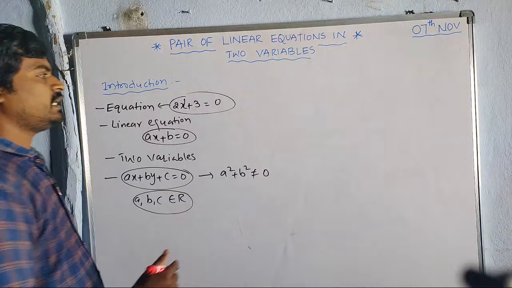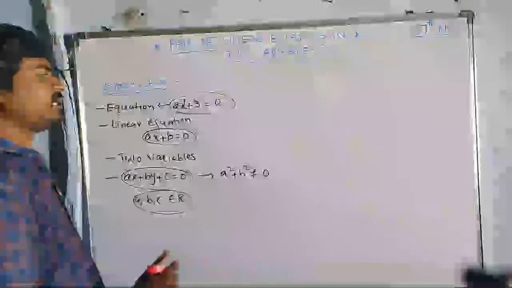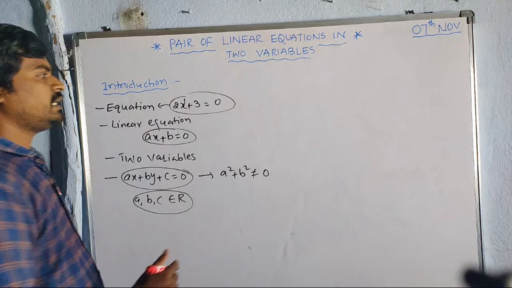So like this, friends, if you substitute 2, you will get some answer. If you substitute 3, you will get some answer. If you substitute -1, you will get some answers. So that's why a linear equation in two variables has many solutions, mathematically infinitely many solutions. Okay, friends.